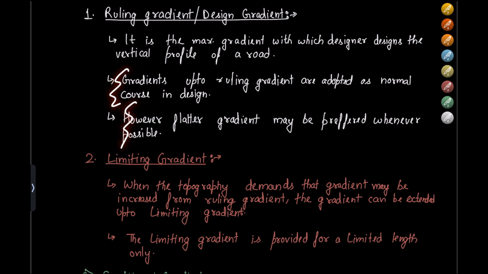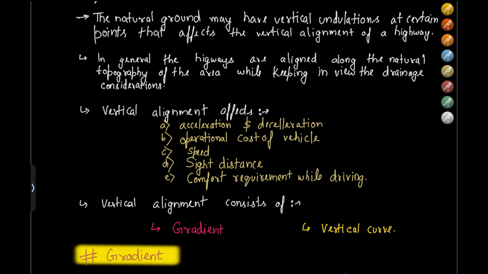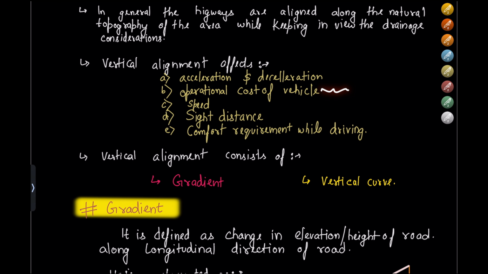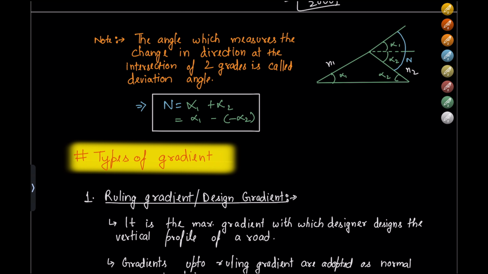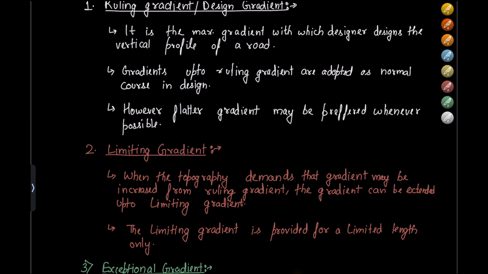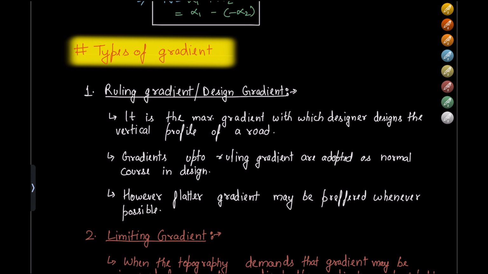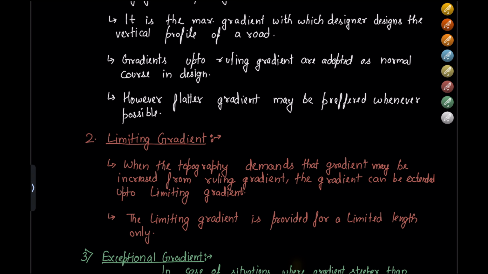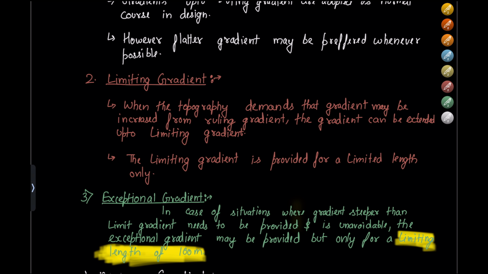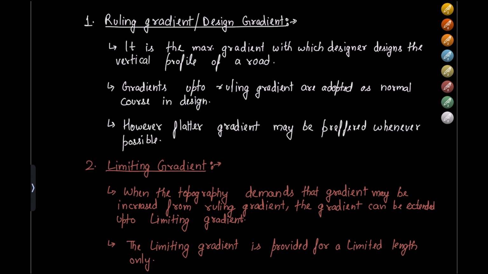However, flatter gradient may be preferred whenever possible, and it is always preferred that the vertical gradient is avoided. The reason for that is operational cost of the vehicle increases, as well as the comfort requirement is there. In some cases, due to topographical requirement, it needs to be provided, then it is unavoidable, then we provide the ruling gradient.